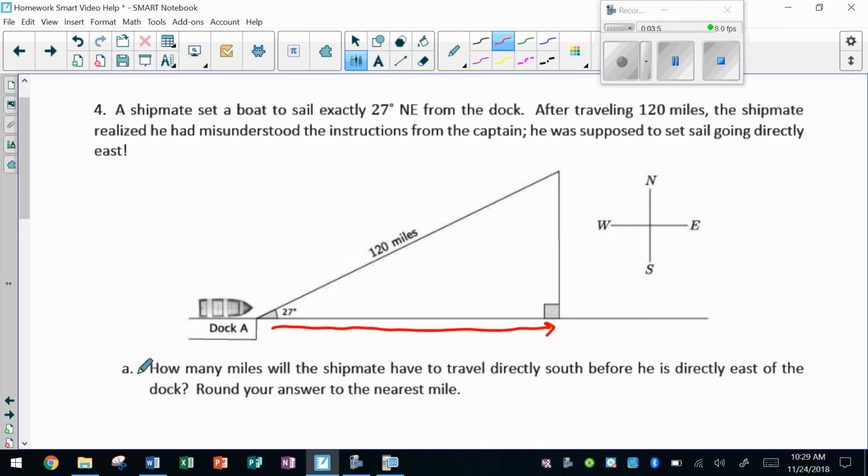So part A says, how many miles will the shipmate have to travel directly south? So we're looking for how much he will go directly south to be at the position that he was supposed to be in, heading directly east. So we're going to round our answer to the nearest mile. With respect to 27 degrees, we are looking for the opposite side. And we know the hypotenuse of our right triangle is 120. So again, SOHCAHTOA, the ratio that uses opposite to hypotenuse is a sine.